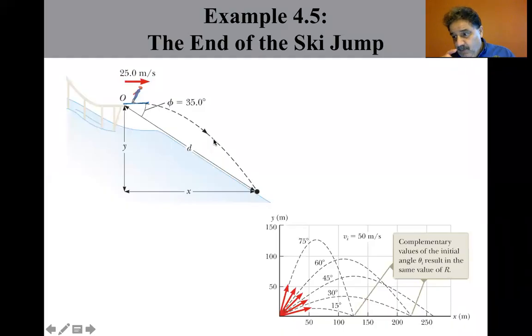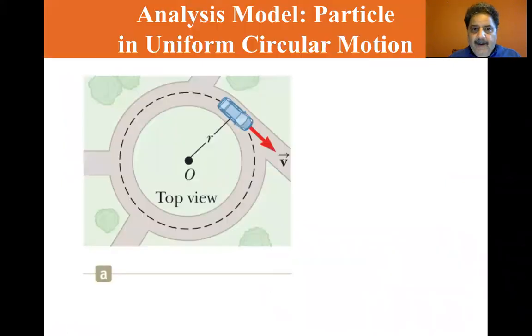Okay, we're going to go on with section 4.4, analysis model, particles in uniform circular motion. The figure shows a car moving in a circular path, circular motion. If the car is moving with constant speed, it is uniform circular motion. So the analysis model is a particle in uniform circular motion.